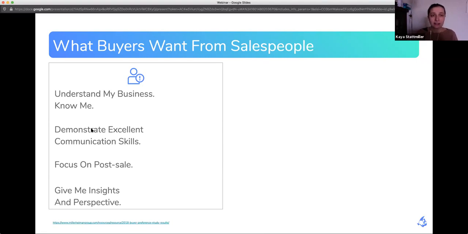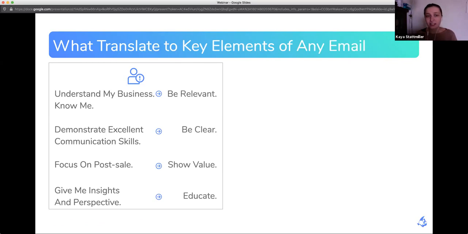And these four elements, what buyers want from salespeople, align with four key elements of any email. Any successful email needs to be relevant, needs to be clear, needs to show value, and needs to educate or build trust. You probably all learned about this. That's how emails need to be, the elements of any successful email. And that's totally true, and you always need to do it.